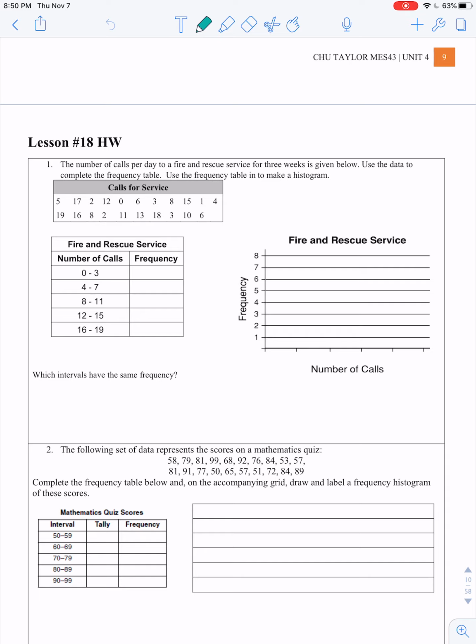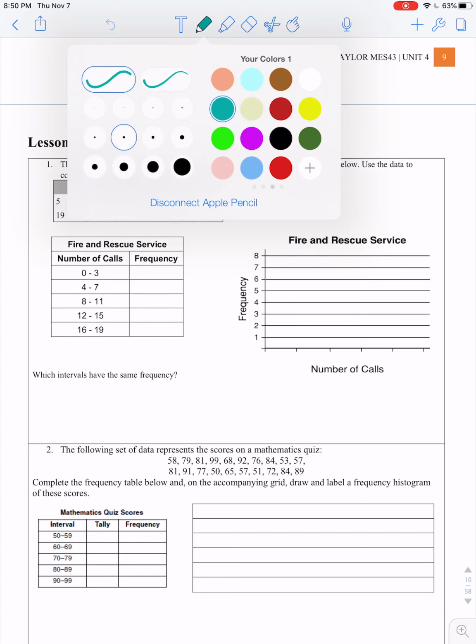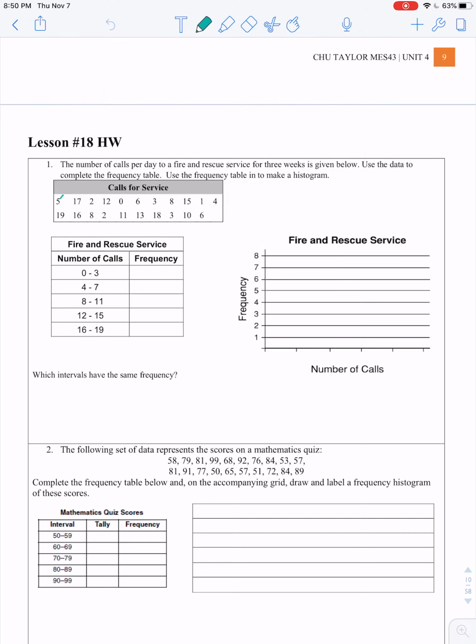Okay, so the first thing we want to do is make this frequency table, and I always use tally marks before I write the frequency. So let's start. And every time you write a number, you're going to cross it out. So 5 goes between 4 and 7. 17 goes between 16 and 19. 2 goes between 0 and 3. 12 goes between 12 and 15. 0 goes between 0 and 3.